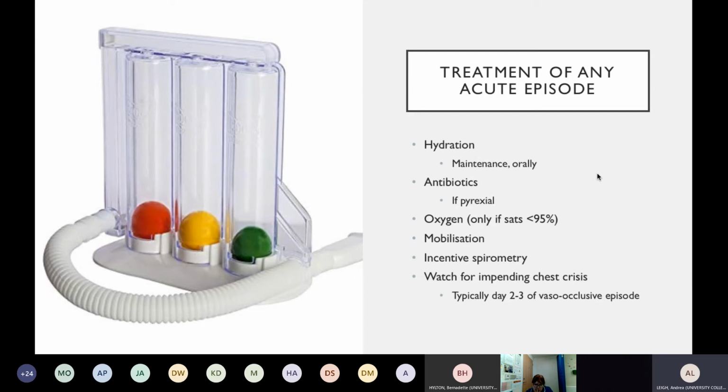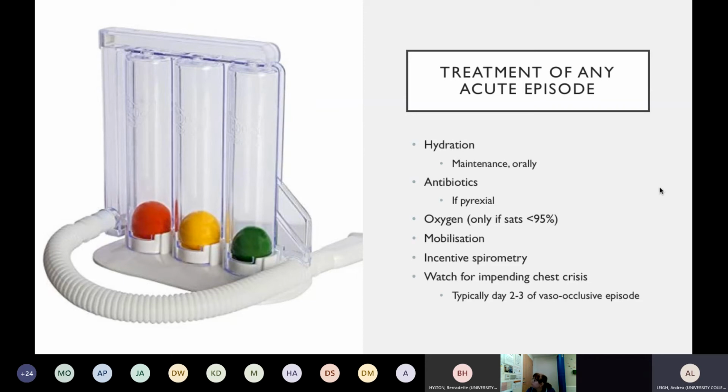We treat the children as immune suppressed due to the hyposplenism. So in practical terms, we treat them a bit like an oncology patient. So if they have 2 temperatures over 38 or 1 over 38.5, we would have a very low threshold to start IV antibiotics. So our broad spectrum ceftriaxone sepsis cover. We use oxygen only if they're desaturated. As Bernard was saying, one of the key indicators for impending chest syndrome is a drop in your oxygen saturation.